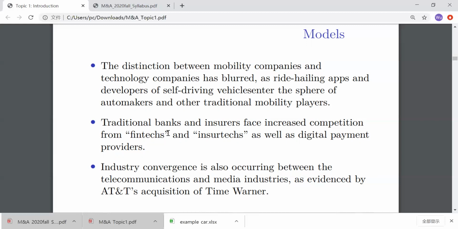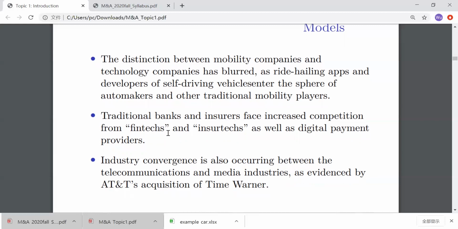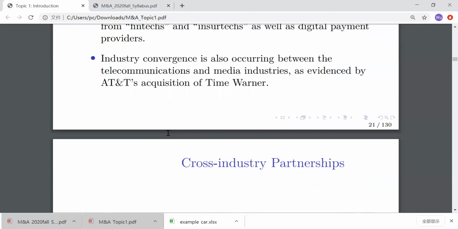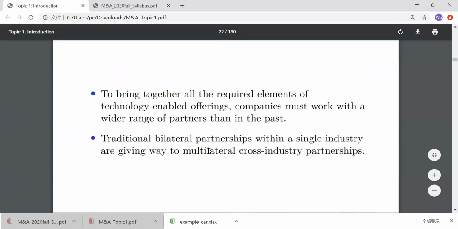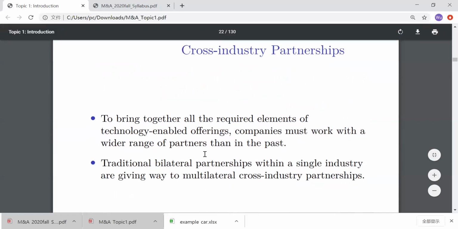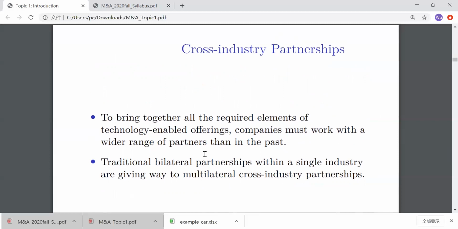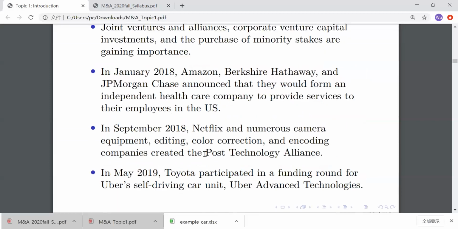For example, industry convergence is also occurring between the telecommunication and media industries, for example, the merger between AT&T and Time Warner. That's why we see lots of cross-industry partnerships, not necessarily M&A, but more cross-industry partnerships.